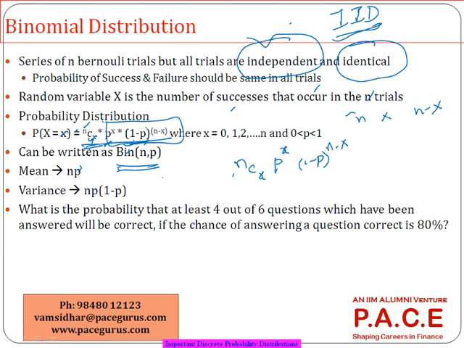An experiment is performed n times, p being the probability of success. The distribution can be written simply as follows: in that I will find out what is the chance of one success, what is the chance of two successes, what is the chance of three successes, and so on.